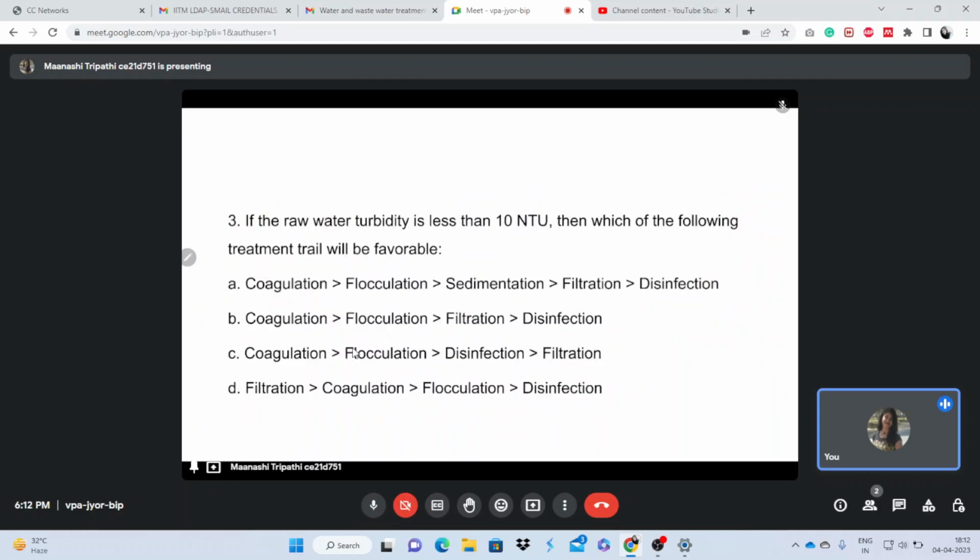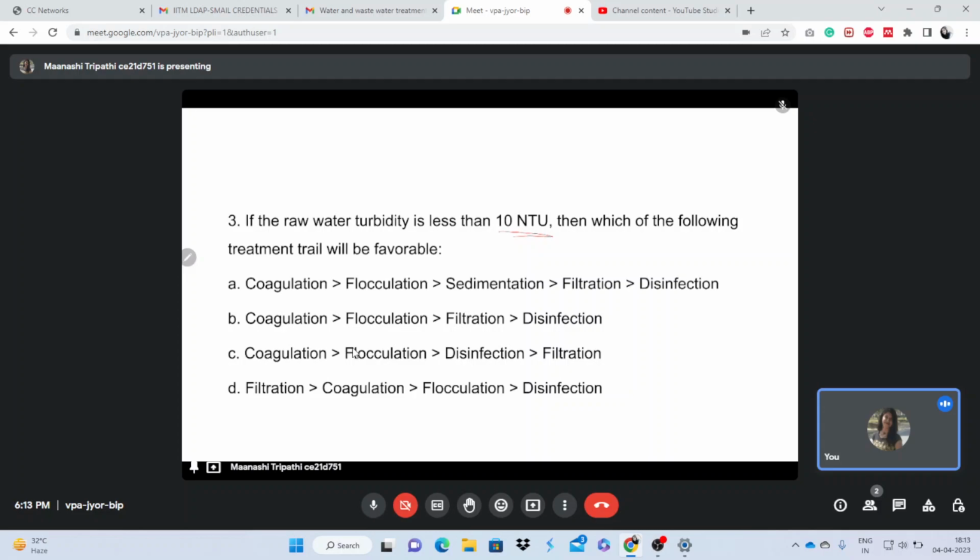Moving towards the next question. If the raw water turbidity is less than 10 NTU, which of the following treatments will be favorable? Coagulation, flocculation, sedimentation, filtration, disinfection. We have to arrange them. If the turbidity is less than 10 NTU, it means it's quite clear water, so which of these do we have to do?